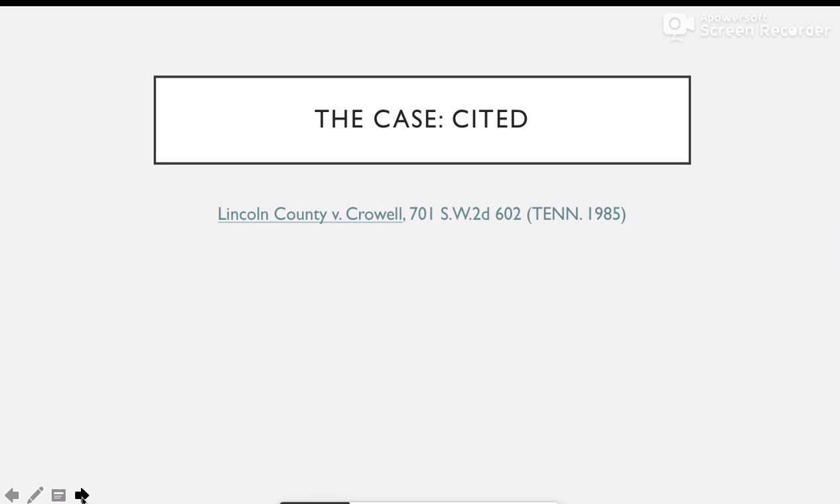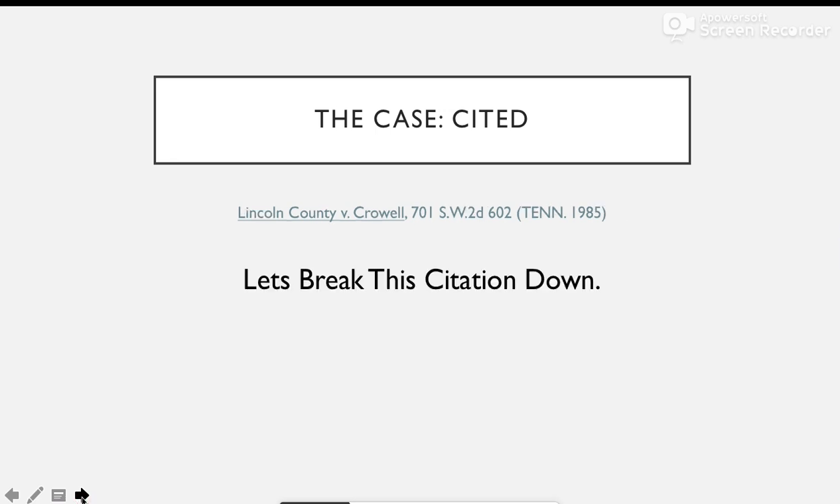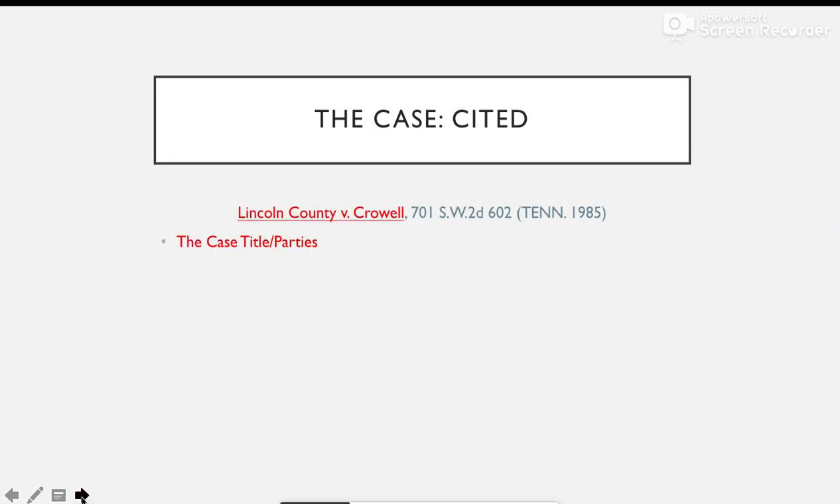The case citation is as follows. And so let's break that down. So first you see Lincoln County v. Crowder, and that's this underlined portion here. This is the case title. It is the parties in the case.